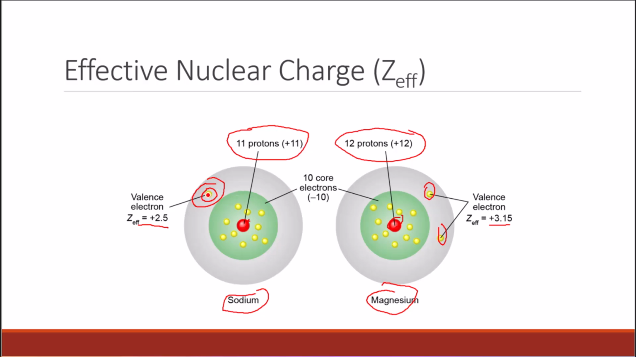Sodium's valence electron is really easy to peel away. Magnesium's a little bit harder, not that hard. Magnesium will give them up, but you only have the same number of shielding electrons. Okay, hopefully that's pretty clear.